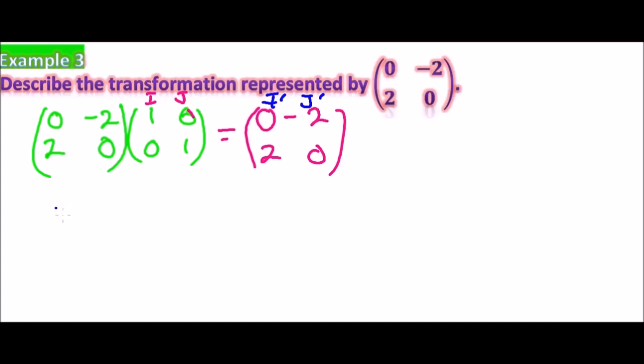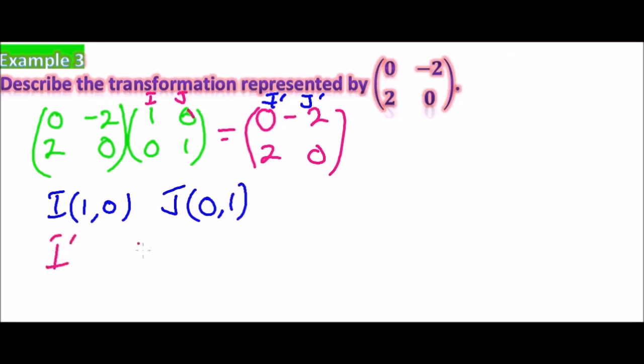From there, we have our i with coordinates 1, 0, and our j with coordinates 0, 1. And our image, we have our i prime with coordinates 0, 2. This is what we have obtained after multiplying the unit square. And we have a j prime, which will be minus 2, 0. So let's make a sketch of that and see what has happened to the unit square, which is going to give us the transformation represented by this matrix.